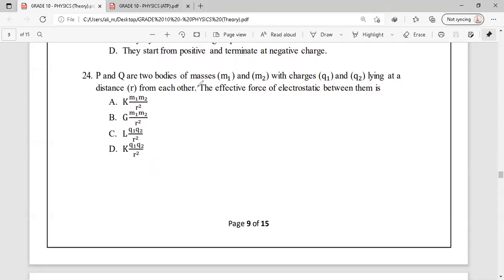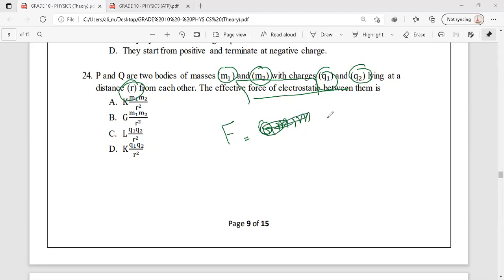Then we have question number 24. We have two bodies P and Q having masses m1 and m2, charges q1 and q2, and a distance r. We have to find the electrostatic force or Coulomb force. So electrostatic force is equal to the constant K q1 q2 over r square, where K is known as the Coulomb's constant. So the correct answer is F equals K q1 q2 over r square. Option D is our right answer.